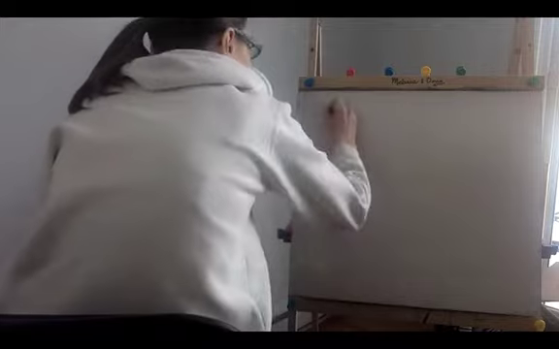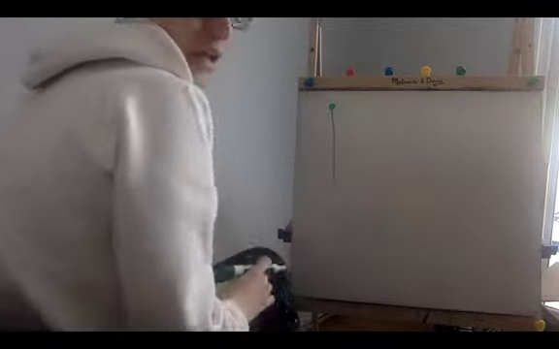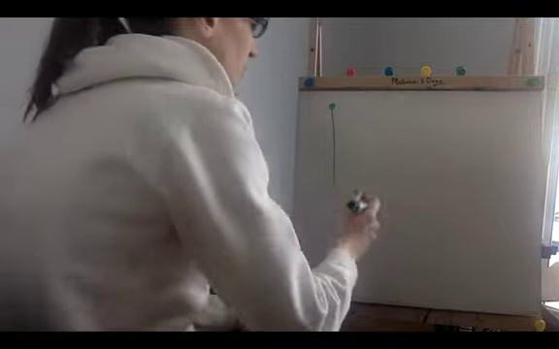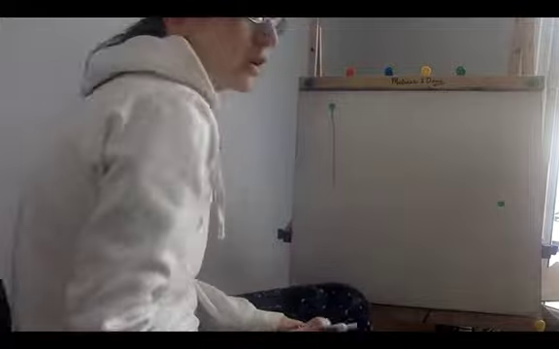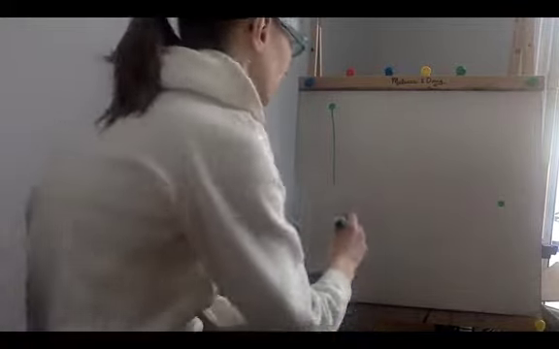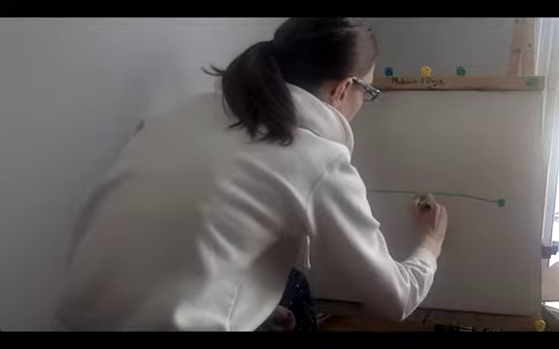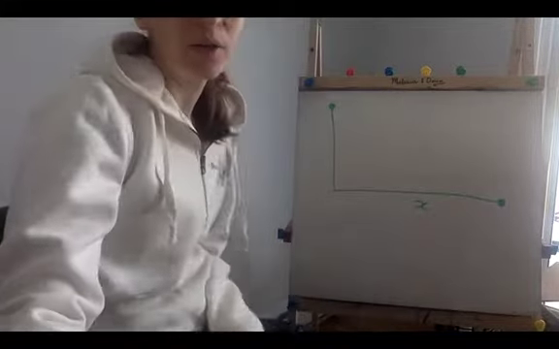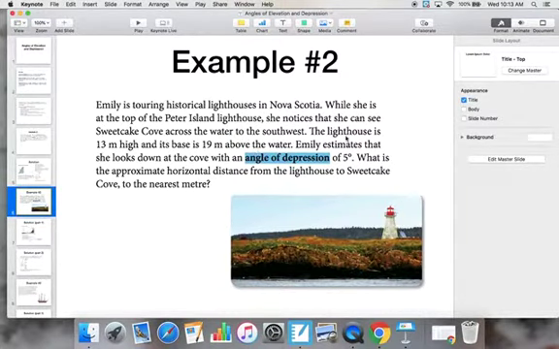All right, so we have our lighthouse here. She's standing up here, and she can see this Sweet Cake Cove over here in the distance. We've been asked, how far, what's the horizontal distance from there to there? This is our unknown value. The question also states that the lighthouse is 13 meters high, and its base is 19 meters above the water.